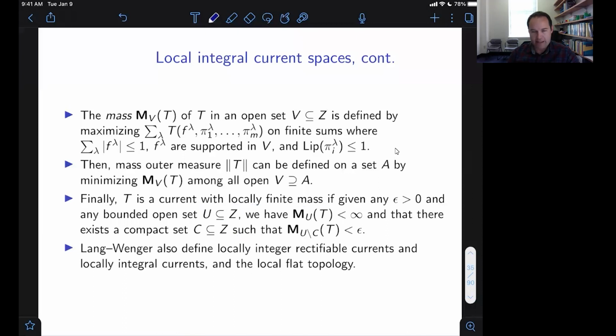Specifically, I won't give all the details here, but just like with classical currents, they come in many varieties: integer rectifiable, integral currents. There are nice analogues of these in metric spaces that were developed by Ambrosio and Kirchheim, and then those can be generalized to this local case as well. So locally integral currents will be integer rectifiable currents where their boundary is also integer rectifiable. This is just an analogy with usual integral currents.